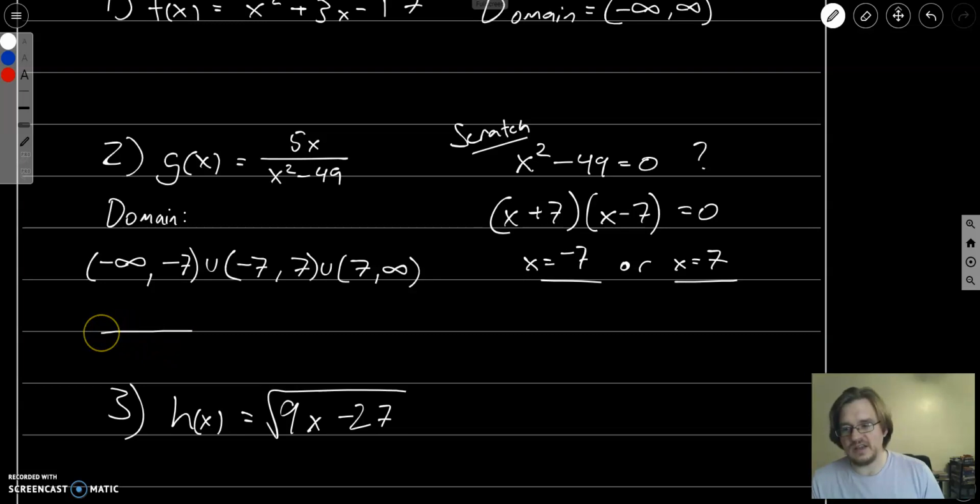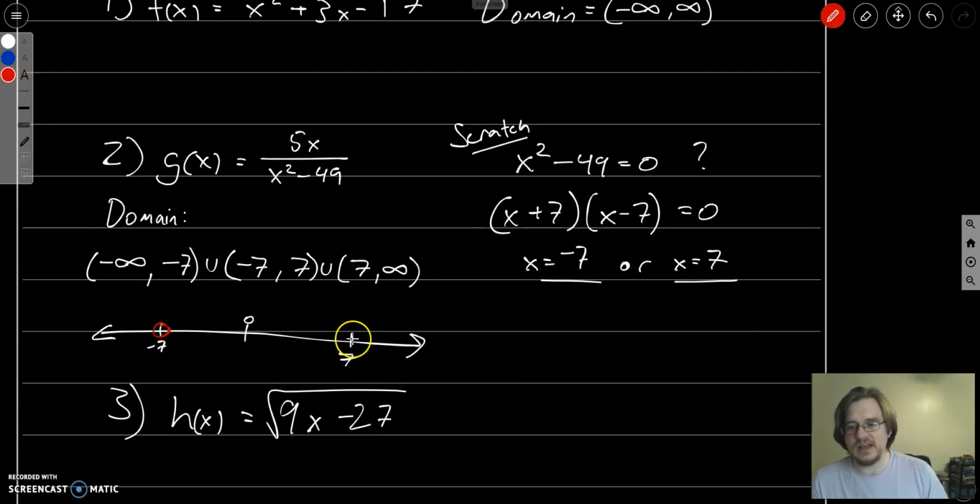Another way to see this, if we've got our number line, maybe here's 0, out here this will be negative 7, and up here this will be 7. So what we'll do, we'll end up putting an open dot at negative 7, and an open dot at 7, meaning we want to exclude these, but everything else is included here. So we're allowed to plug any numbers that we want in here, except for 7 and negative 7.